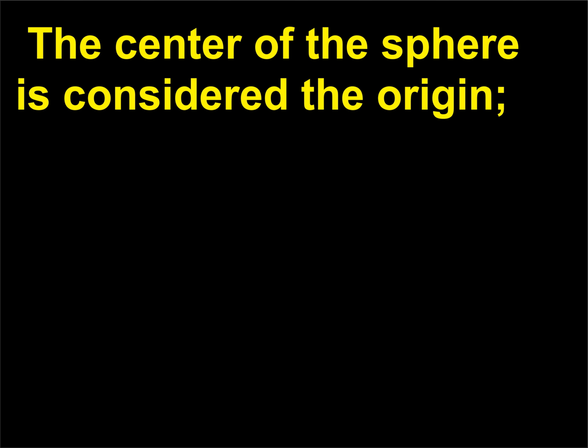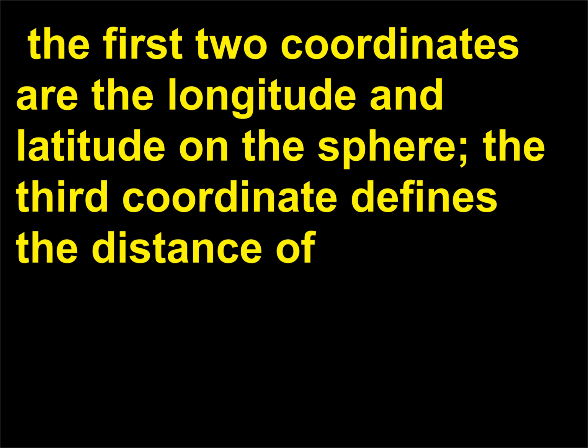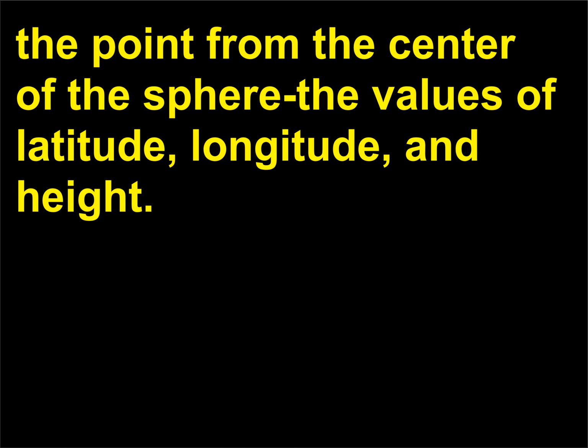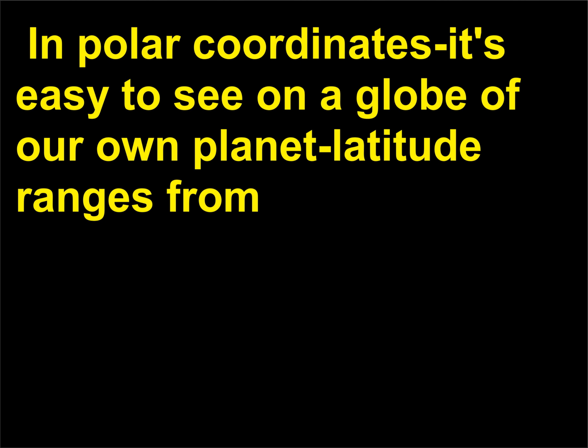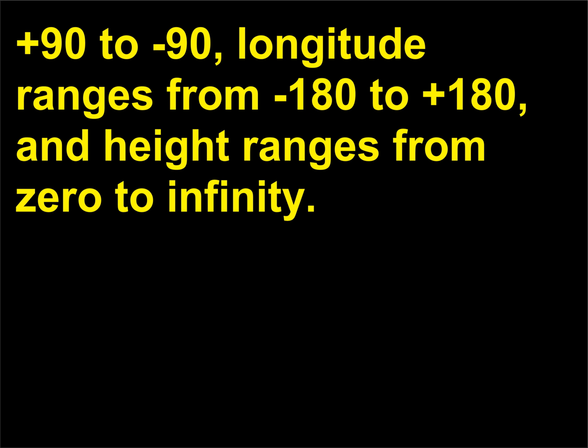The center of the sphere is considered the origin. The first two coordinates are the longitude and latitude on the sphere, and the third coordinate defines the distance of the point from the center of the sphere. The values are latitude, longitude, and height. In polar coordinates, it's easy to see on a globe of our own planet: latitude ranges from +90 to -90, longitude ranges from -180 to +180, and height ranges from 0 to infinity.